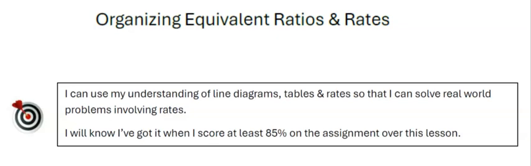So in this lesson, we're going to continue working with organizing our equivalent ratios and rates into those double line diagrams and tables. With today's learning target, I can use my understanding of line diagrams, tables, and rates so I can solve real-world problems involving rates. And you'll know you've got it when you score at least an 85% on the assignment following the lesson.